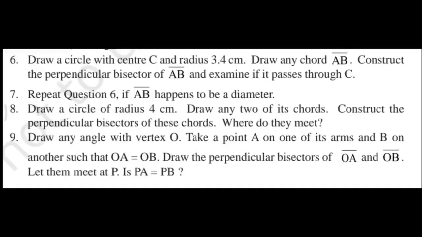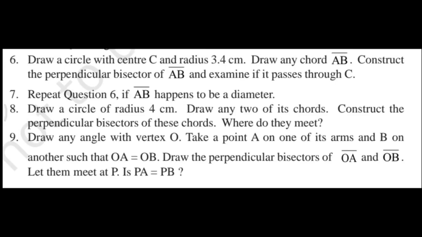Now this is question number 9. Draw any angle with vertex O. Take a point A on one arm and B on the other arm such that OA is equal to OB, and then draw perpendicular bisectors of OA and OB and let them meet at P. Now we will measure whether PA is equal to PB or not. This we are required to tell.